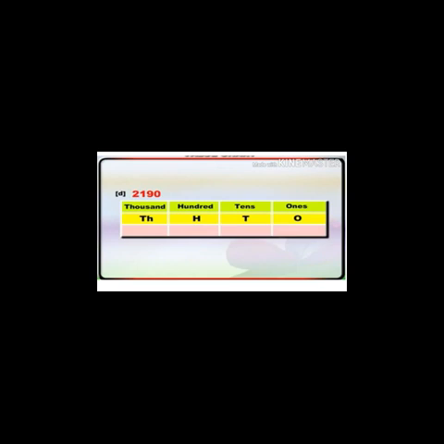Next example, 2190. 0 is in ones place, 9 is in tens place, 1 is in hundreds place and 2 is in thousands place. That means 2 thousands, 1 hundred, 9 tens and 0 ones. And we can write as 2190.